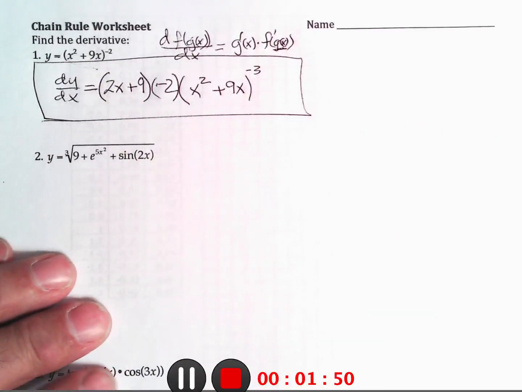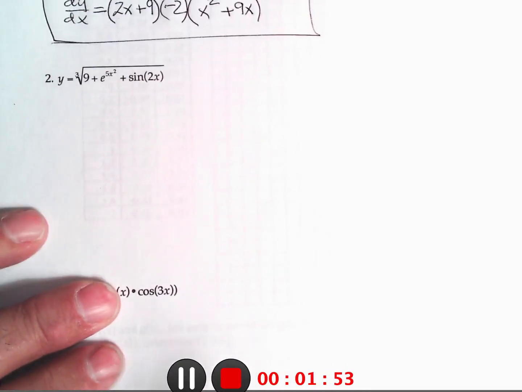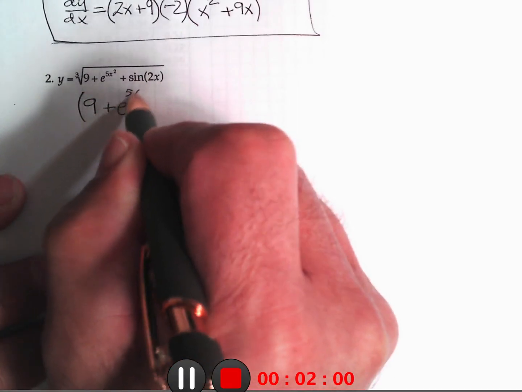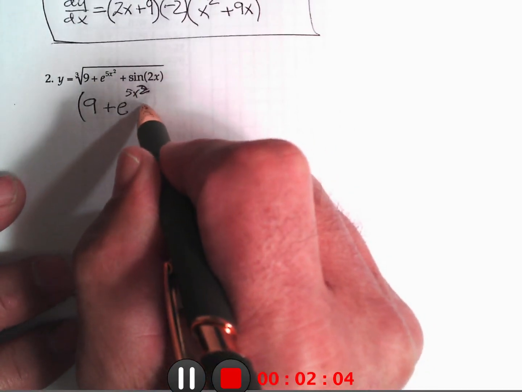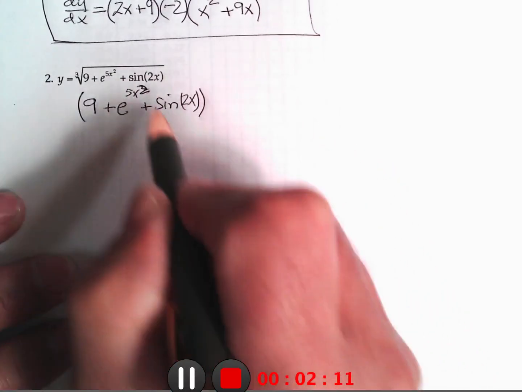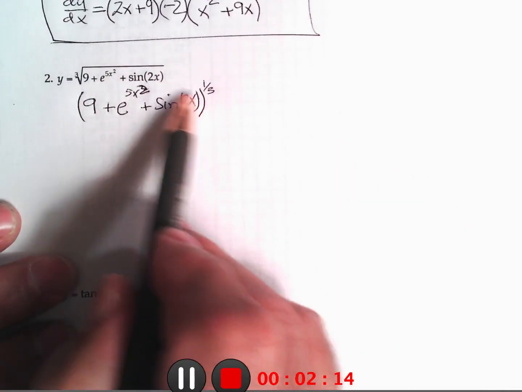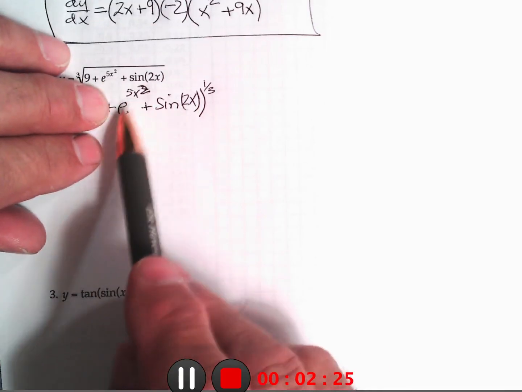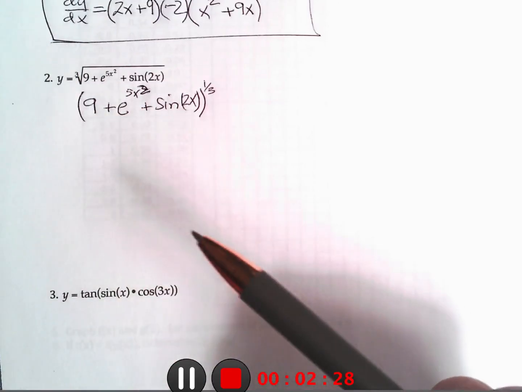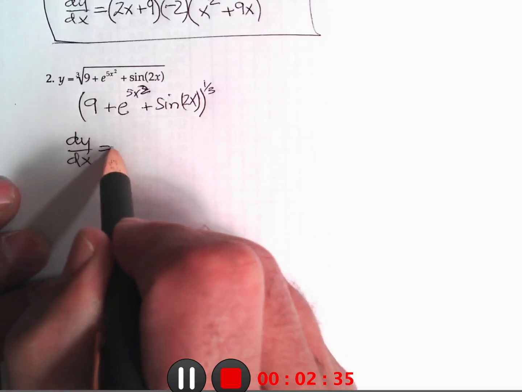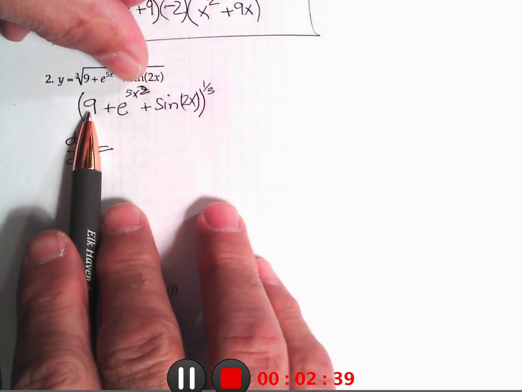If we go to the next one, so we have 9 plus e to the 5x squared plus sine of 2x. And that's all to the 1/3 power. So all of this is the inside, the g of x. And inside there's a sum, and inside that, there's some chain rule stuff going on also. So dy dx would look like the derivative of the inside. The derivative of 9 is 0.